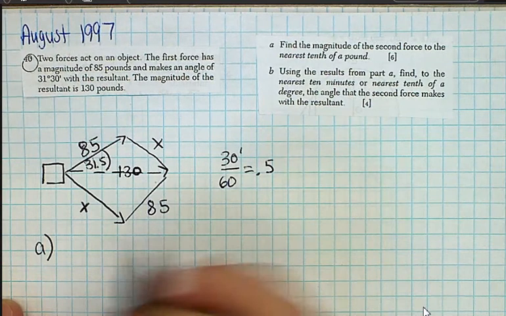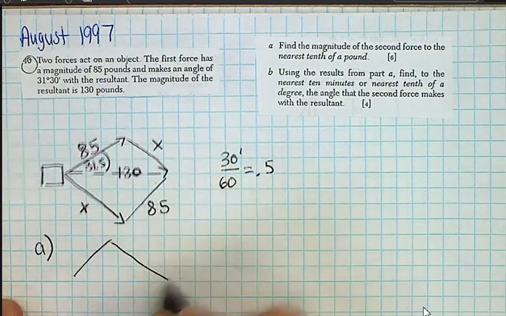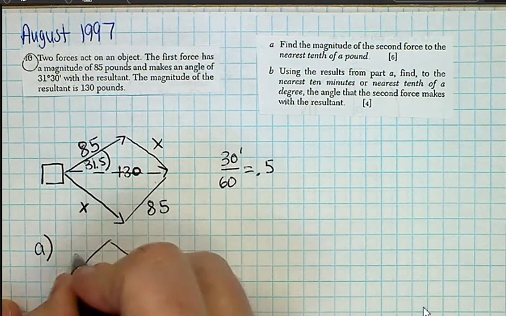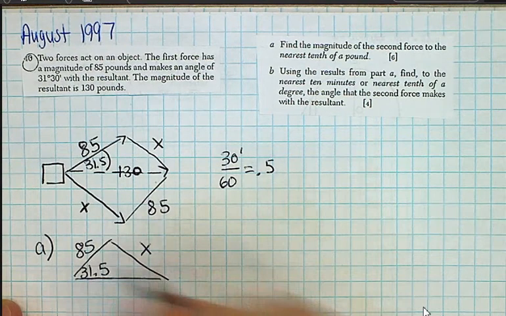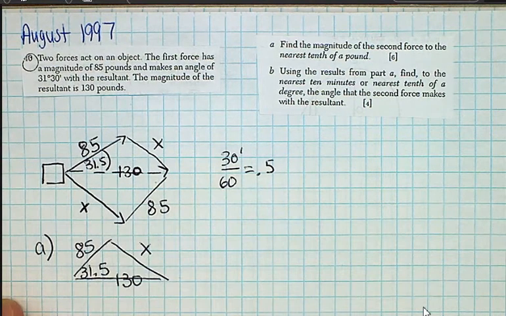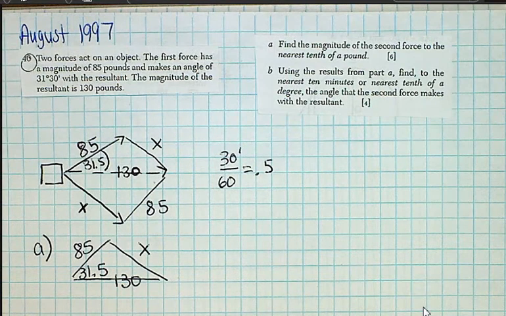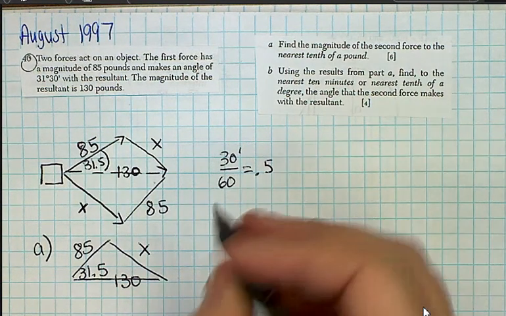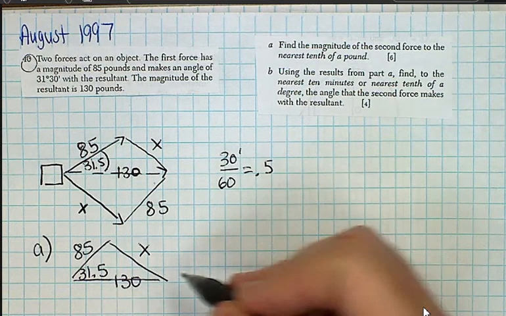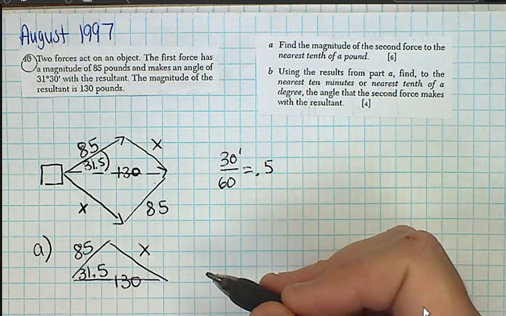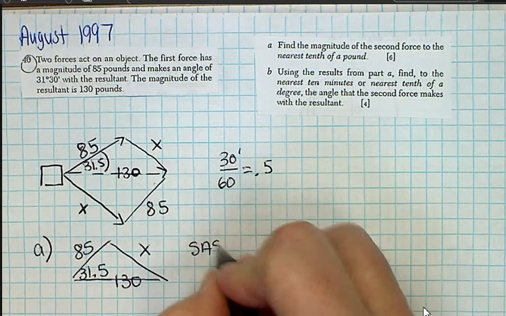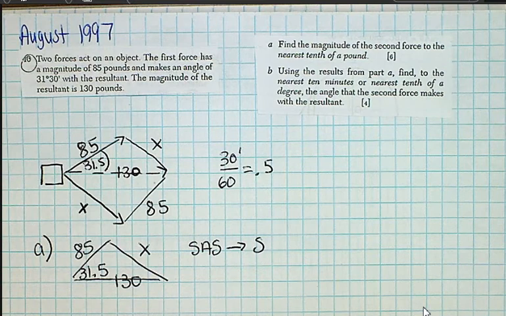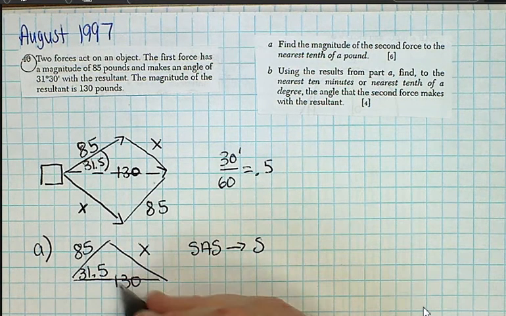Once you have everything labeled, separate your problem into your triangles. This is 85. This is X. This is 31.5. And this is 130. So the question now is, what type of information do we have? First thing we're supposed to go through is there's nothing that leads us to believe it's a right triangle. Move on. Then we go to law of cosines. Law of cosines says if we're given a side angle side and we're looking for that third side, we use it. In this case, it's perfect.